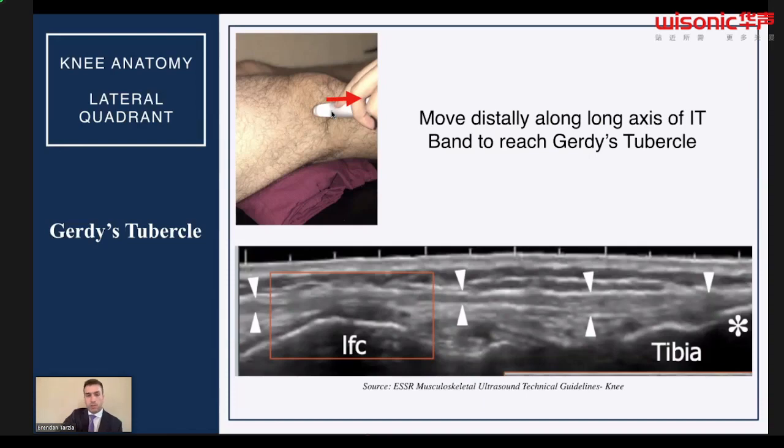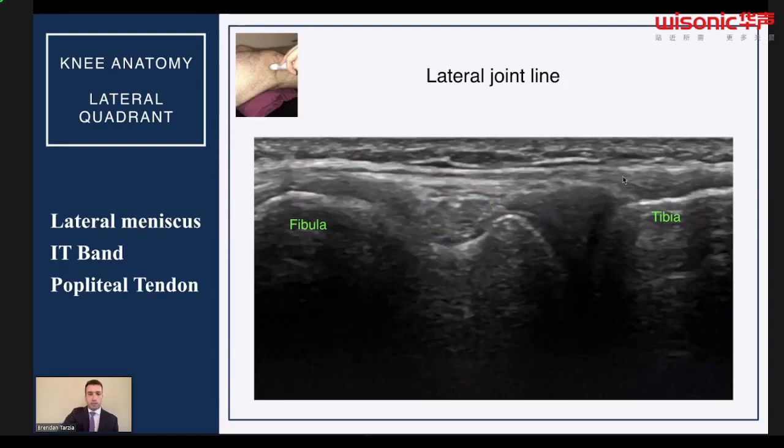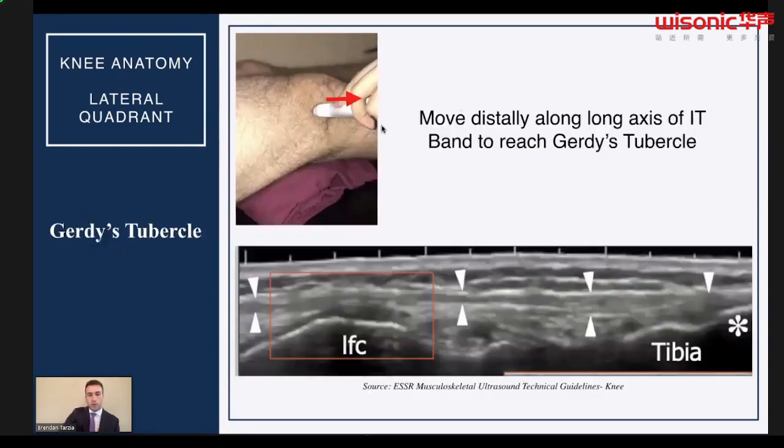And then if we move the ultrasound probe just a little bit more distally along the axis of the IT band, as soon as you find it there, right up here, you can just follow it along, and then you go more distally. You can reach Gerdy's tubercle, which is in this area right here, and this is where it's going to attach. I didn't put it into this presentation here, but you can have some dynamic assessments here to see if there are any abnormalities of the IT band there.